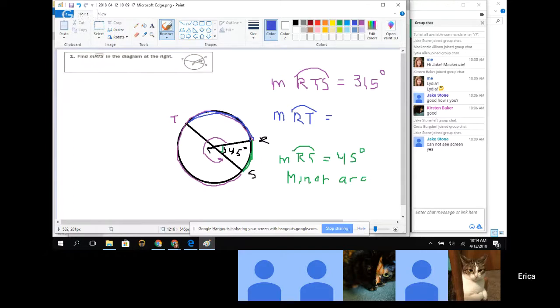All right. So I don't know if you guys can't chat or you are not sure, but basically we know that since this is the diameter, it goes right through the center, it forms a semicircle, right? Half of a circle is 180 degrees. And we have 45 degrees kind of chopped out of that. So RT is going to be 180 degrees minus 45 degrees, which is going to be 135 degrees.